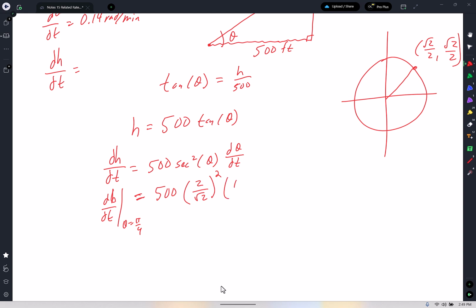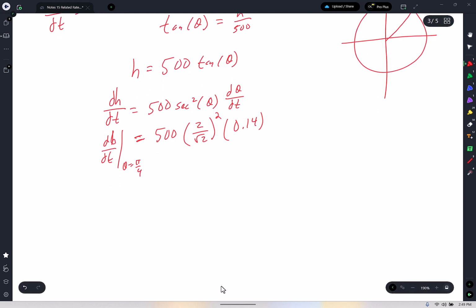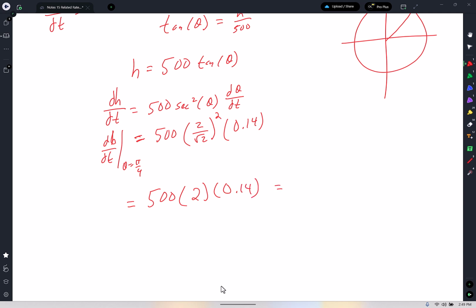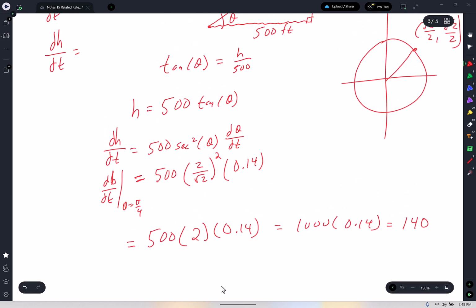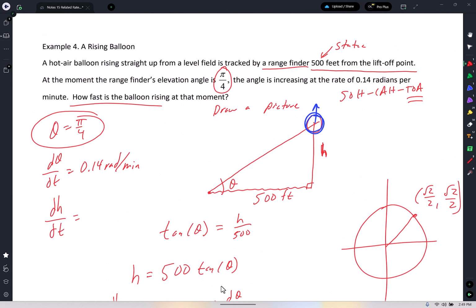Times, what's d theta/dt? Not everyone at the same time. 0.14. All right, here's the answer. 500. 2 squared is 4. Square root of 2 times square root of 2 is 2. 4 divided by 2 is 2, times 0.14. I always mess up right here. Let's see, 1,000 times 0.14. Move the decimal. Is it 140? Yeah, 140. So there it is. And I need units: feet per minute.